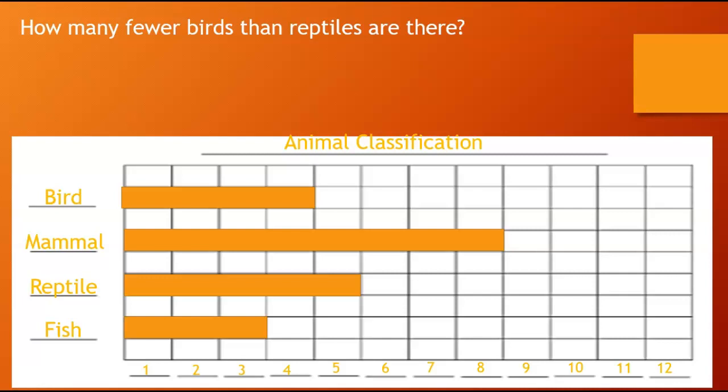Our next question, how many fewer birds than reptiles are there? Are we going to add or subtract here? Right, again, we're going to subtract. So it says that there are fewer birds, so that's going to be our second number because it's the smaller number. Reptiles has how many? 5. So 5 minus how many birds? Go down here. 4 equals, what is 5 minus 4? 1. Good job.